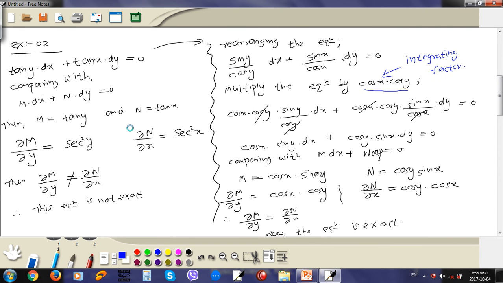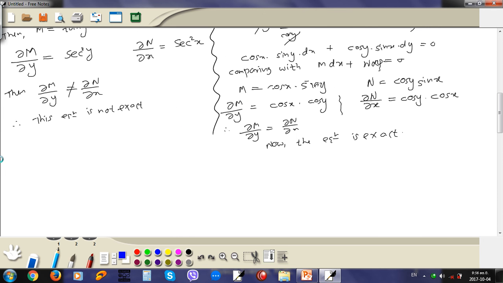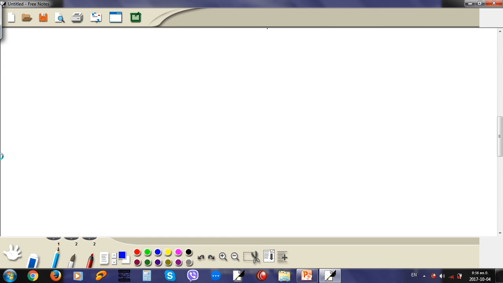Now the equation is converted into that form. This is the equation: cos x sin y dx + cos y sin x dy equals 0. So I am taking the same converted equation: cos x sin y dx plus cos y sin x dy equals 0.